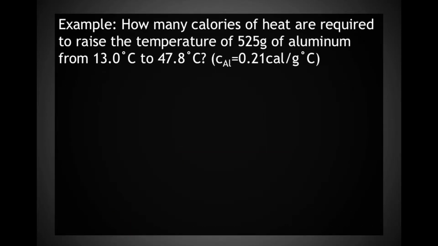All right, so our first example: how many calories of heat are required to raise the temperature of 525 grams of aluminum from 13 degrees Celsius to 47.8 degrees Celsius? And they give us the specific heat of aluminum, which is this. So we're in calories per gram degrees Celsius.